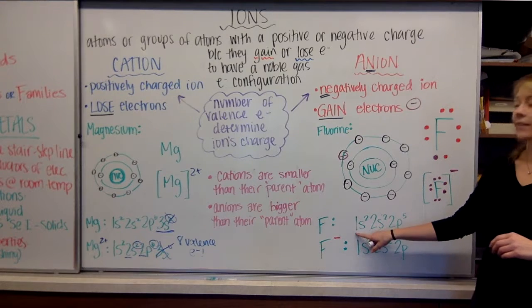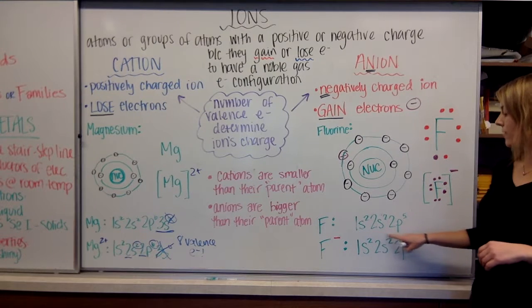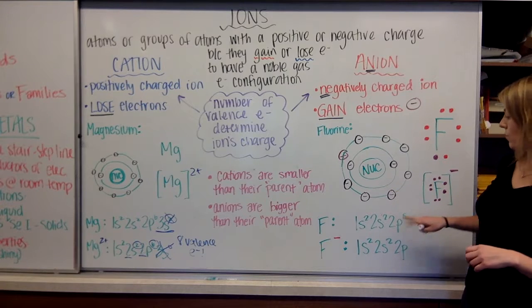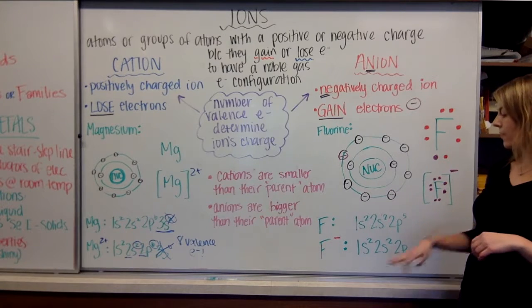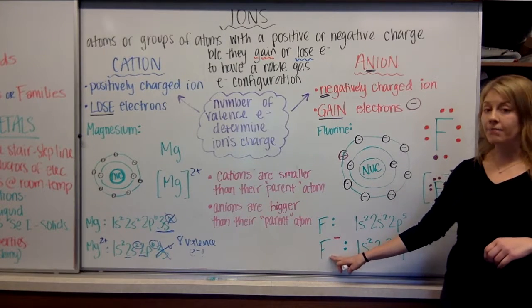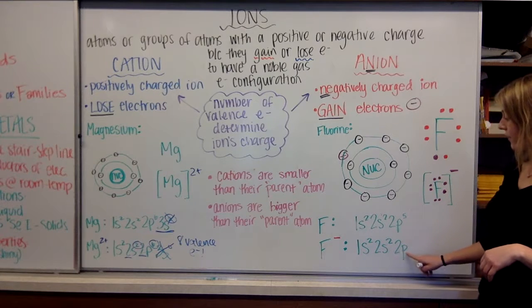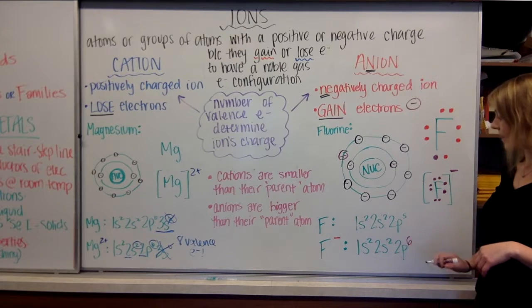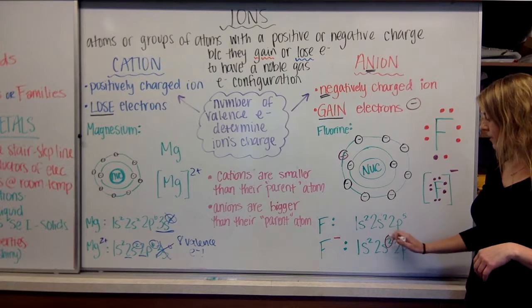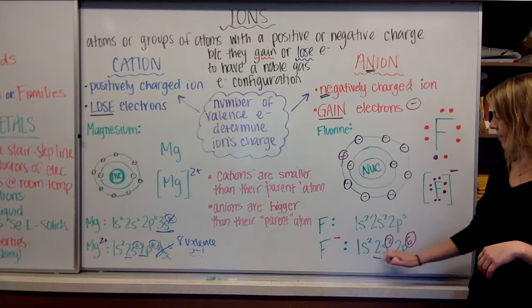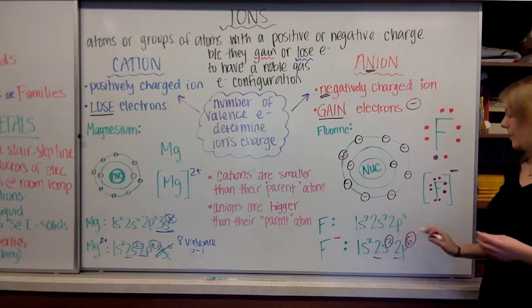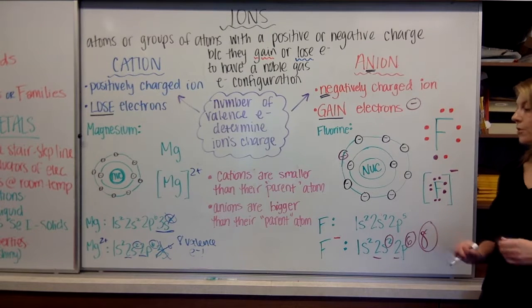Fluorine, its electron configuration we see is 1s2, 2s2, 2p5, right? The fluoride ion is going to gain that one electron, so instead of 2p5, we have 2p6. Now here are the valence electrons, 2 plus 6, they're both in the second energy level. We have 8 valence electrons total.